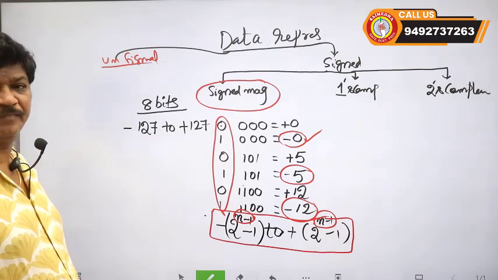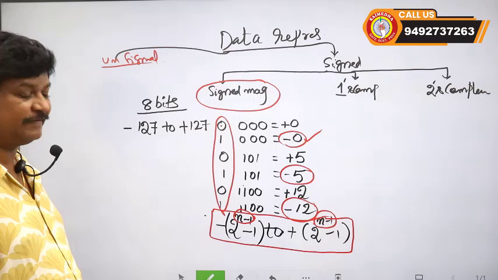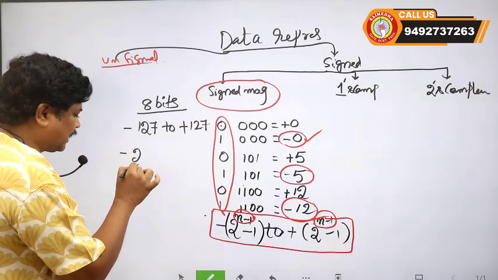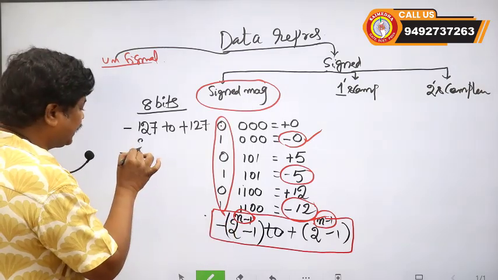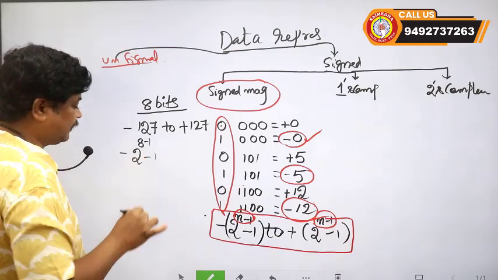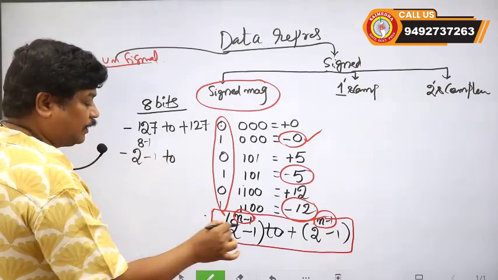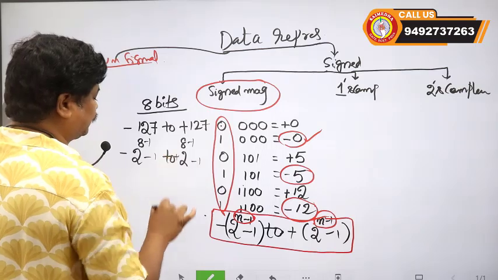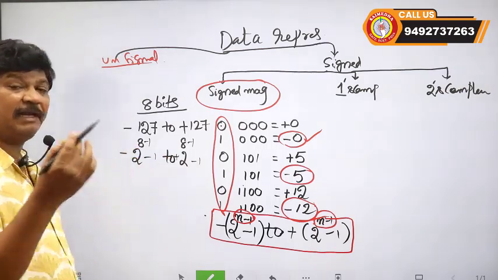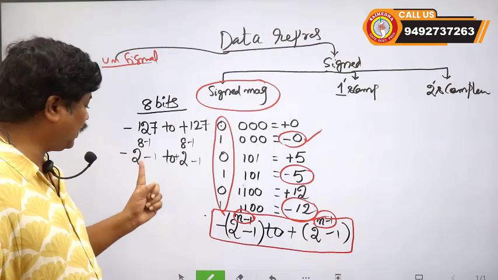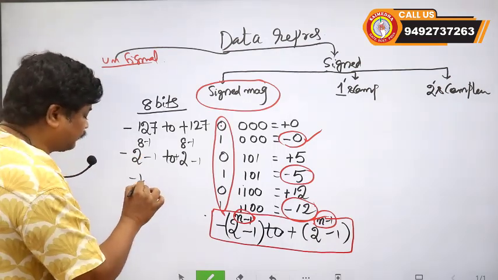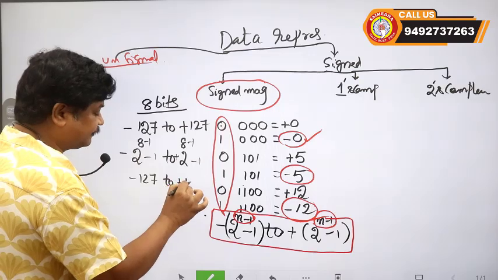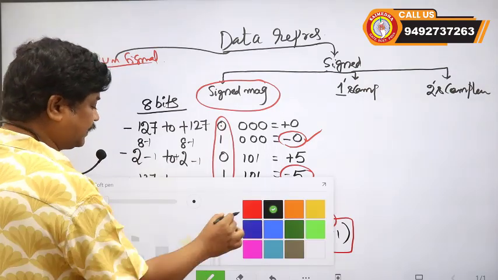For 8 bits, the range is minus 127 to plus 127. Sir, how is that? Minus 2 power of... how many bits here? 8 minus 1, minus 1. 2 power of 8 minus 1, minus 1. This is the positive number. 2 power of 7 value is how much? 128. 128 minus 1 is 127, so minus 127. Similarly, plus 127. Minus 127 to plus 127.